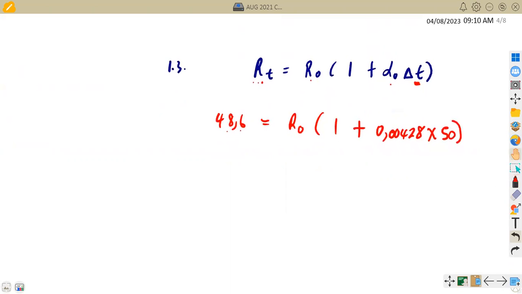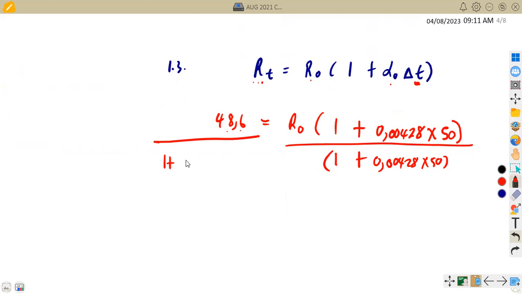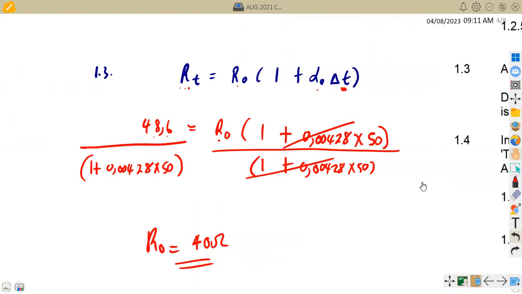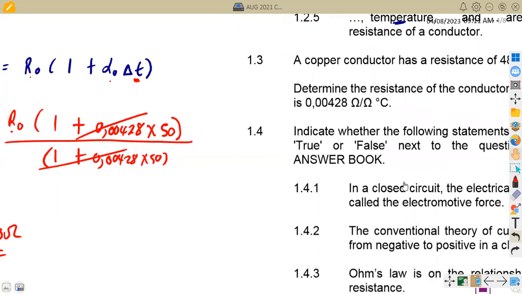We are supposed to calculate the resistance at 0, so you can divide both sides by the whole of this bracket, that is 1 plus 0,00428 times 50. We can then have the value for the resistance at 0 degrees. So this can cancel here, and we are remaining with the resistance at 0, which is 48,6 divided by this whole bracket. This gives us 40 ohms. That is how we can calculate this typical question.